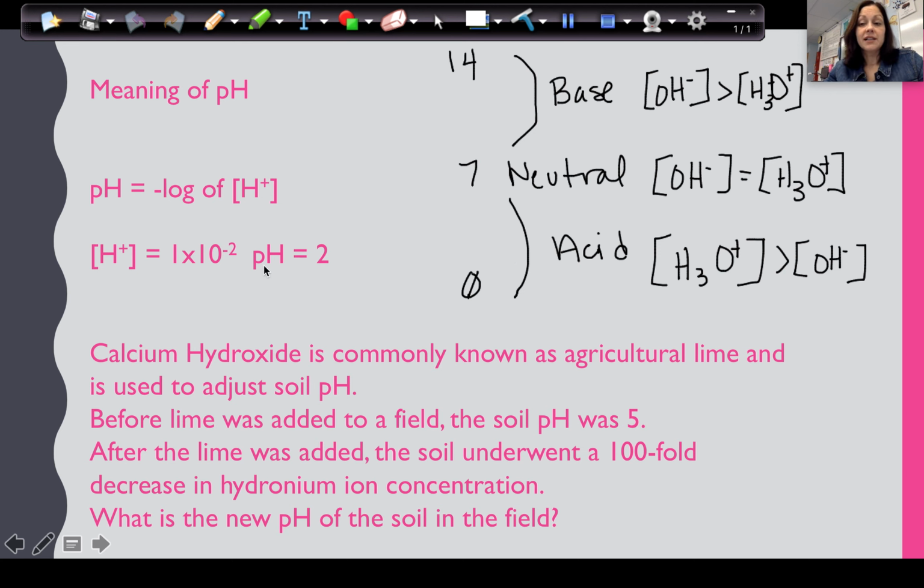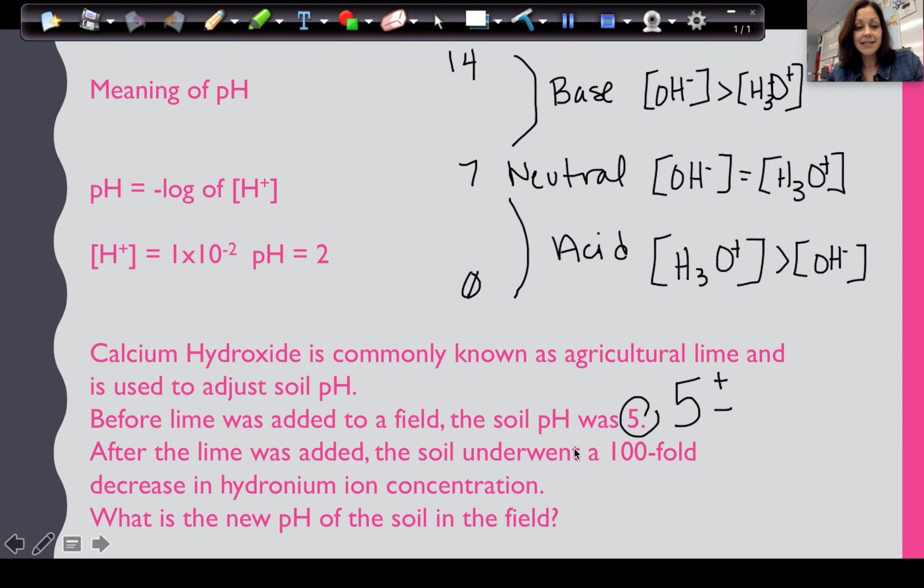The pH scale is a logarithmic scale, which means that every number on the pH scale is a factor of 10. So if we want to talk about how the pH changes as we raise it or lower it, we can do that. If we add base, the pH will go up. If we add acid, the pH will go down. And so we're starting here, and we're saying that we're starting with a pH of 5, and we add agricultural lime. So as we add this agricultural lime, the pH is either going to go up or down.